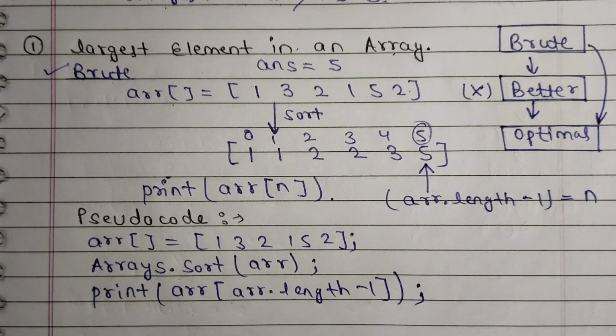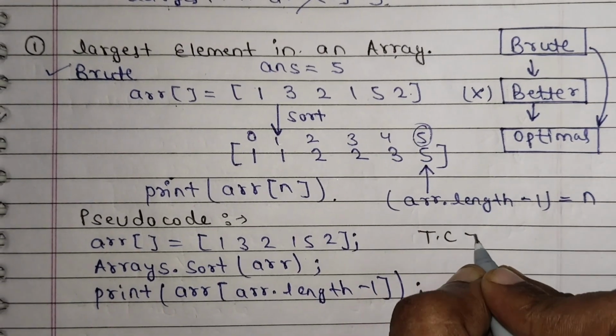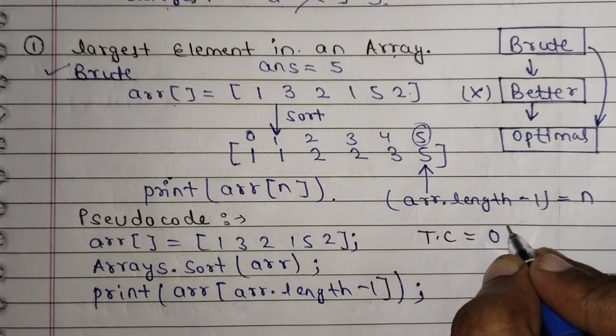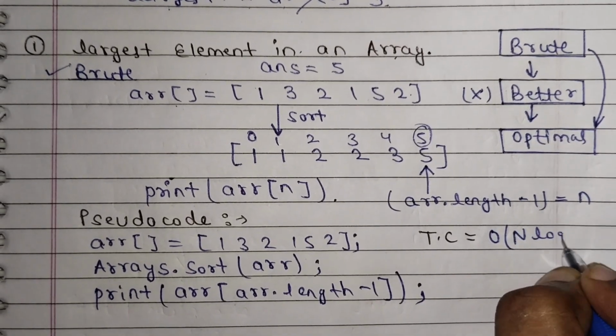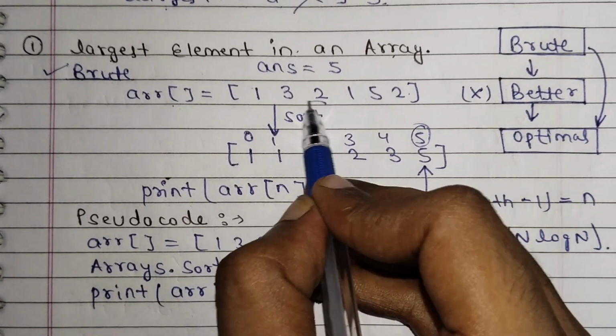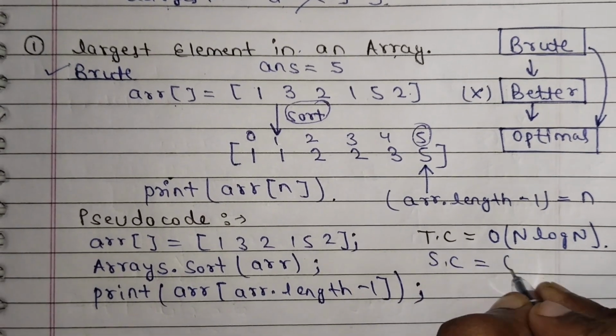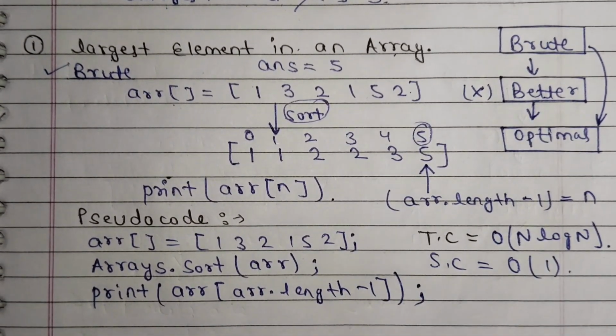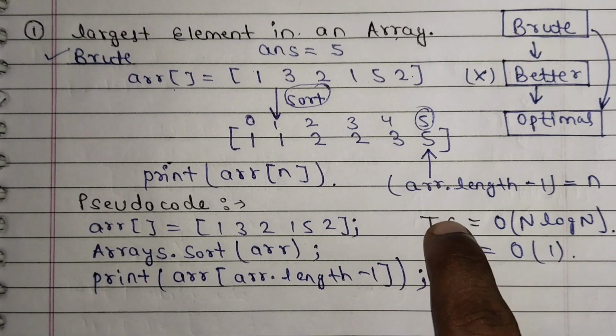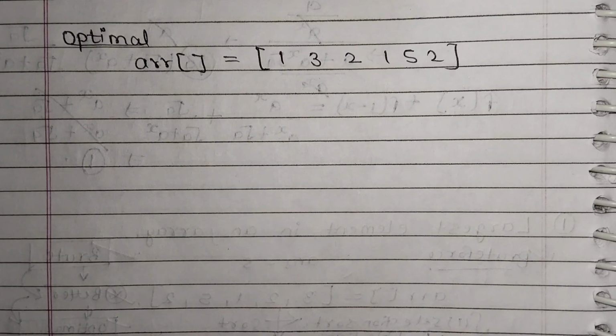If you are sitting for an interview, the interviewer will also ask you to optimize this solution, because the time complexity here is big O of n log n, since the sorting algorithm takes somewhere around big O of n log n, and the space complexity is big O of 1. So we have to optimize our time complexity.